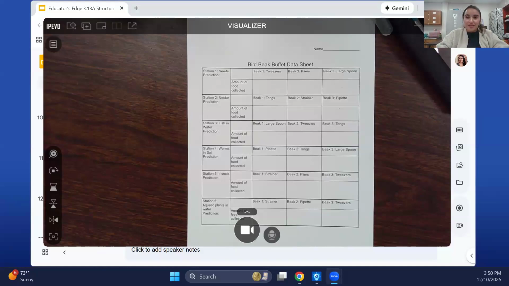But for the purposes of our PD, I'm just going to show you the stations, and then if you could, in the chat, make a prediction about what tool you think will best collect the most amount of food when you do this with your students.